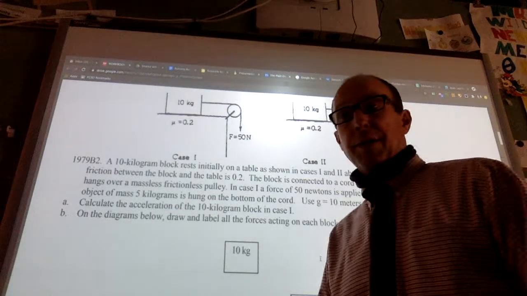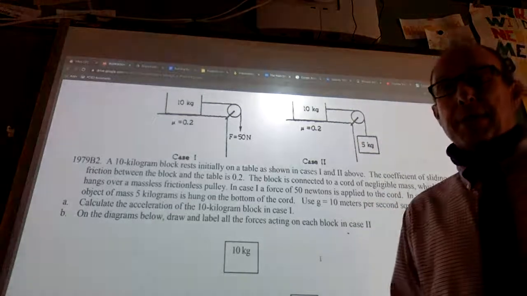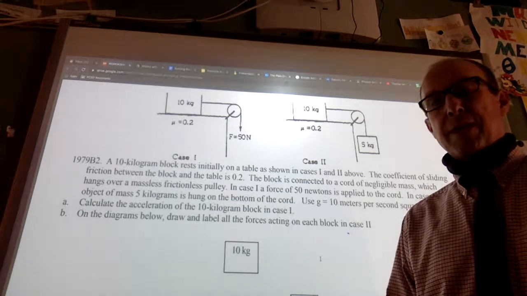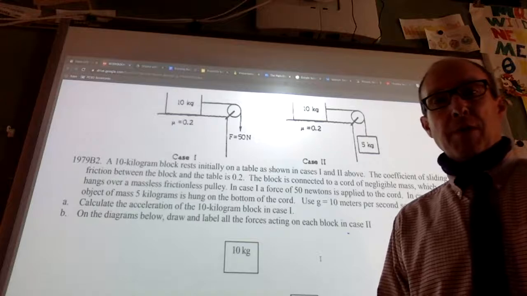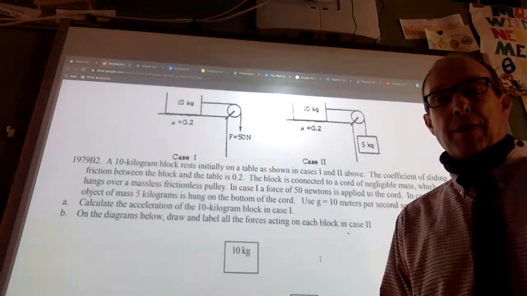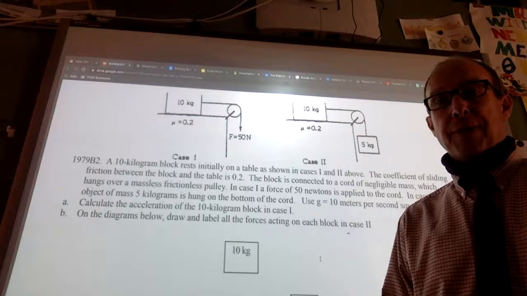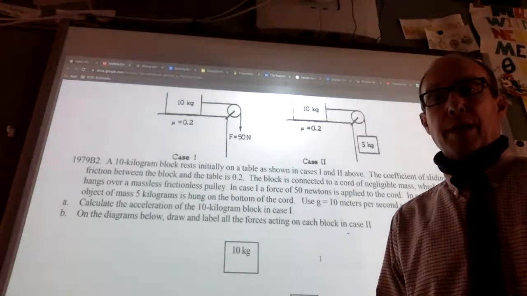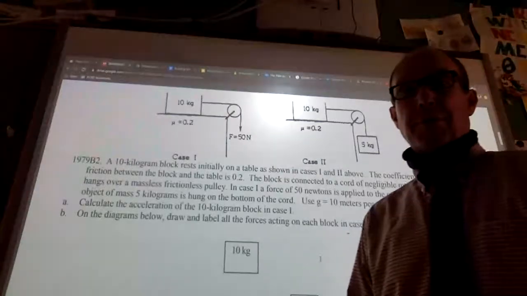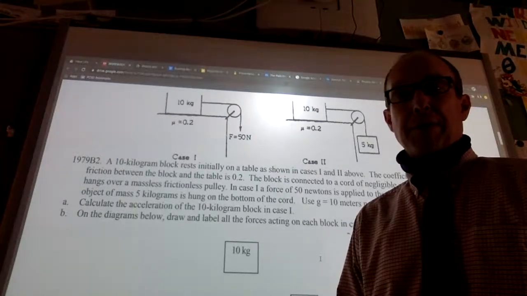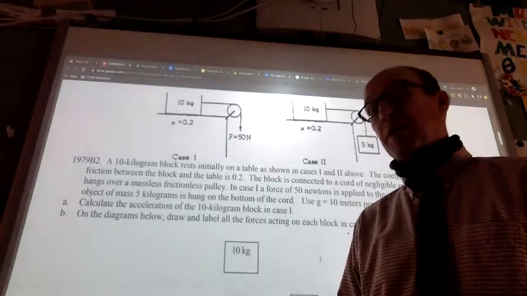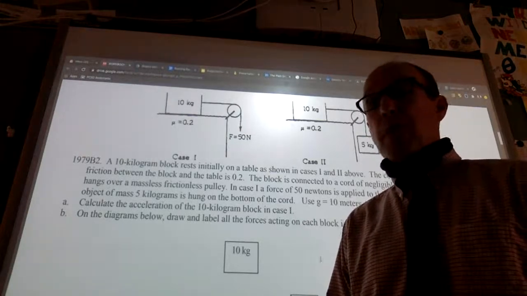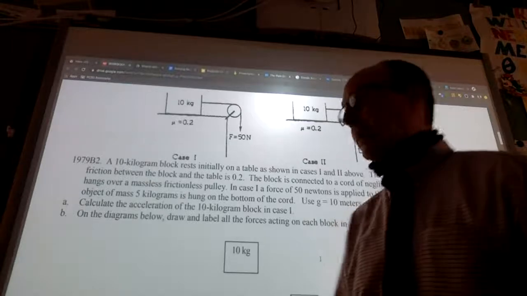Welcome back, guys. Here's another example that's very common for AP, and this is one where you have two masses that look like they're in the same exact situation. One of them is on a rough surface with a mu of 0.2, and it's feeling a force down of 50 newtons. The second one is also on the same rough surface, has the same mass, but now instead of a 50 newton force down, it has a mass of 5 kilograms pulling it down, which would have a weight of 50 newtons. So let's look at this.